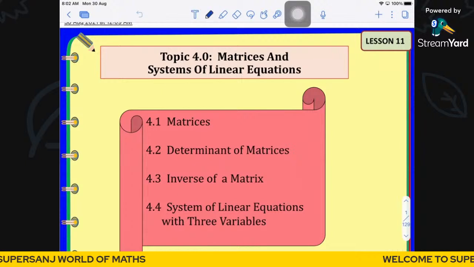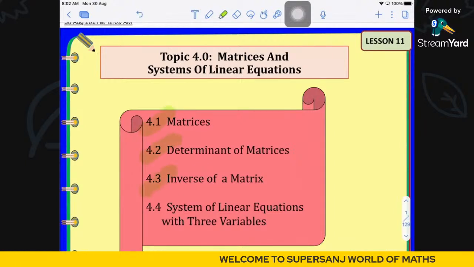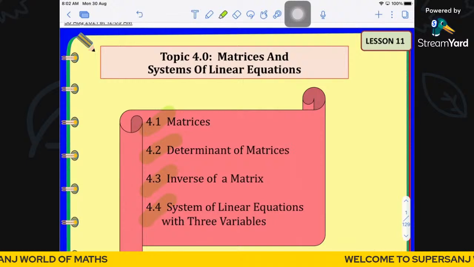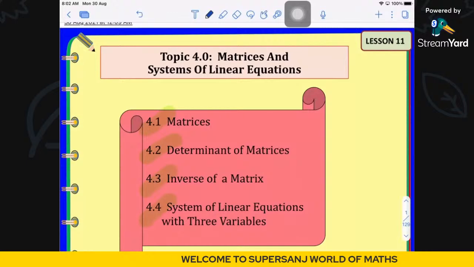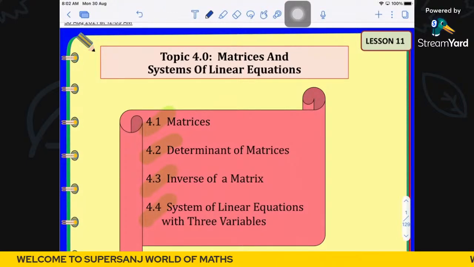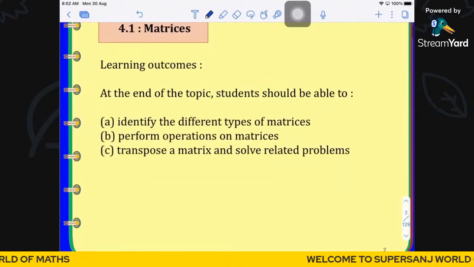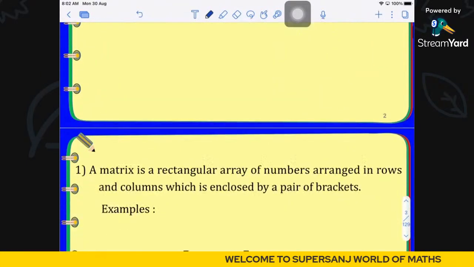We have 4 topics over here to cover. 4.1 is matrices, 4.2 determinant of matrix, 4.3 inverse of matrix, and 4.4 is the system of linear equations to solve 3 variables. Now what we're going to cover today, maybe we try to cover 4.1 and 4.2. Hopefully we can cover that. And under matrices, we need to know the types of matrices. So before we can move on, we see the types of matrices which we have over here.